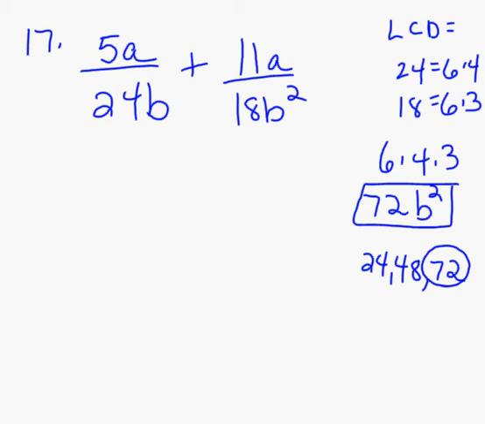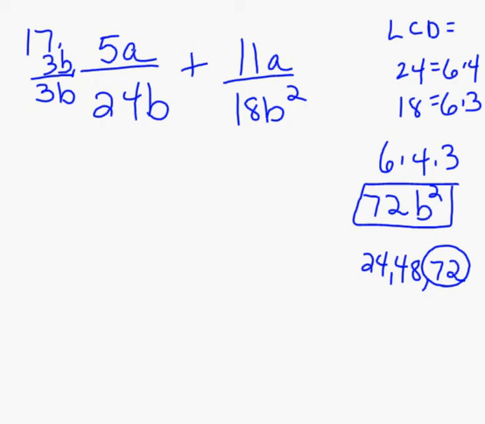So now that I know what my common denominator is, I have to figure out what I multiply each of my denominators by to have that common denominator of 72b squared. Well, 24 divides into 72 3 times, so I have to multiply the top and bottom by 3, and b divides into b squared b times, so I'm multiplying the top and bottom by 3b. Now remember, 3b over 3b is 1, so that's not changing the value of my fraction, it's just giving me the right denominator. Okay, now 18 divides into 72 how many times?